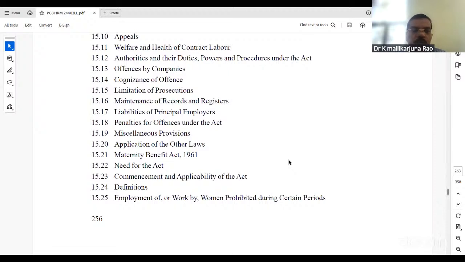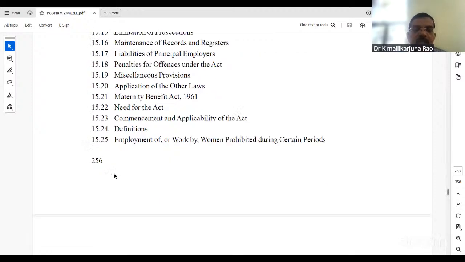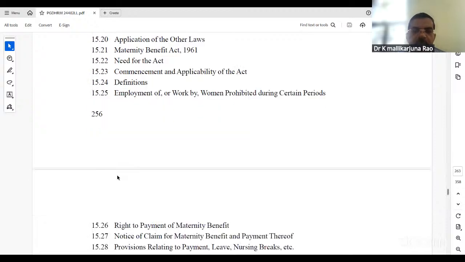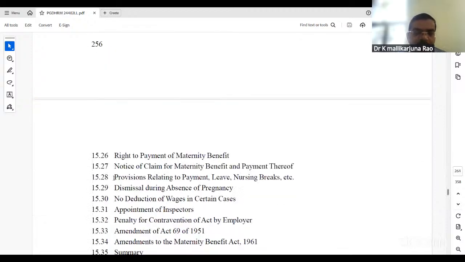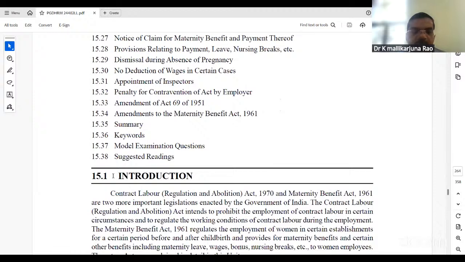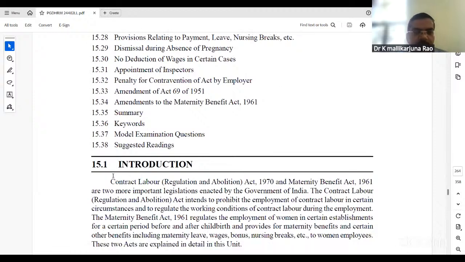We also discuss the importance of the Maternity Benefit Act 1961, its need and commencement, and the definitions under the Act, in detail. So let's start with the first topic of today, the Contract Labor Regulation and Abolition Act 1970, and one more is the Maternity Benefit Act. The two acts are legislation enacted by the Government of India.